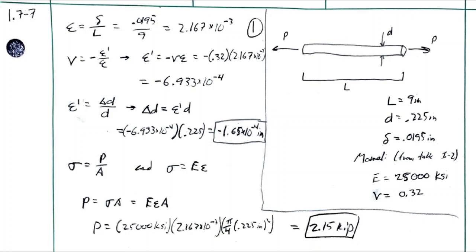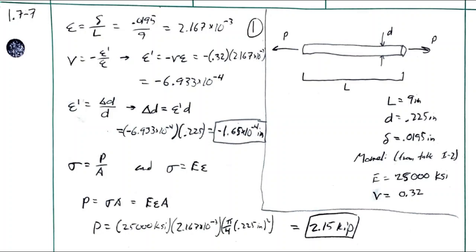So then the other thing they asked for was the load, P, and we're going to use a similar strategy to the last problem where we say that stress, sigma, is P over A, and we also know that stress sigma is E times epsilon. So we don't know stress, but we do know E, epsilon, and A, which means that we can combine those two equations, as you can see in the next line, and say that P, the load, is equal to E times epsilon times A. And then if we plug in numbers for those, we find that the load P was 2.15 kips, or 1,000 pounds.